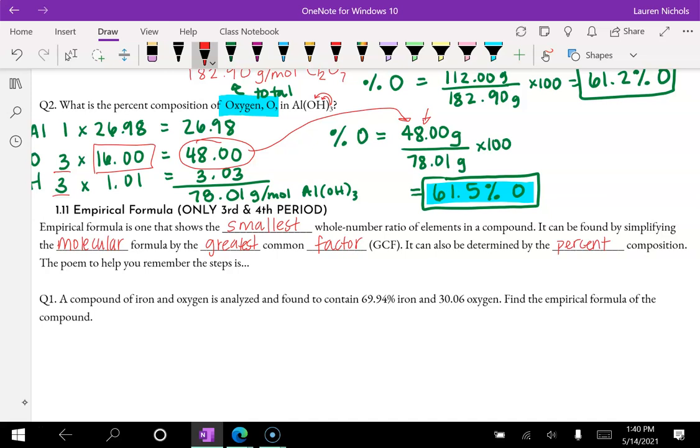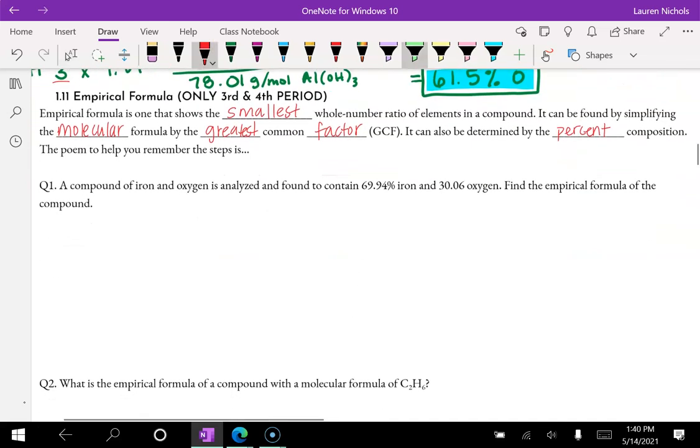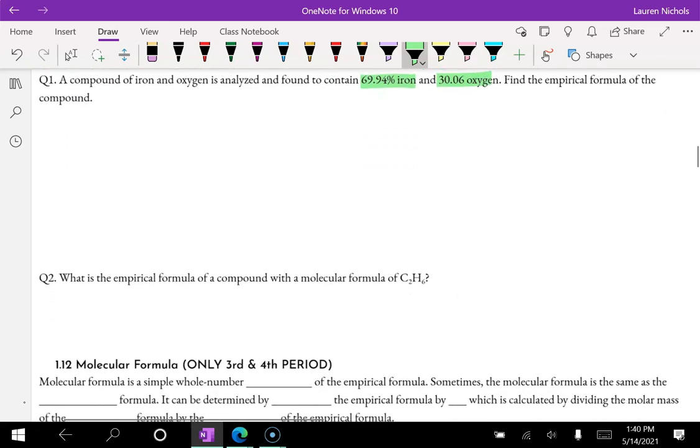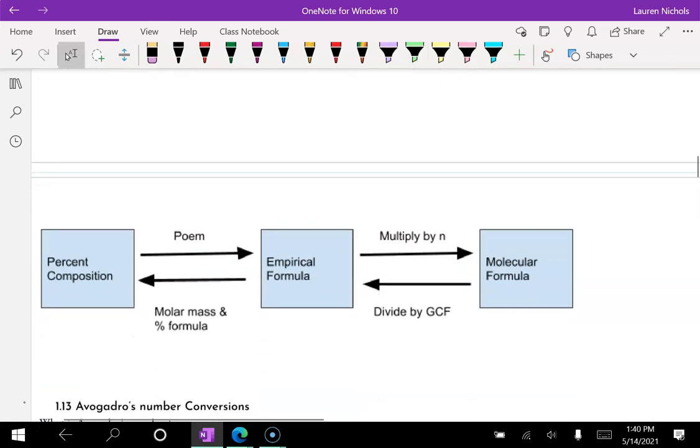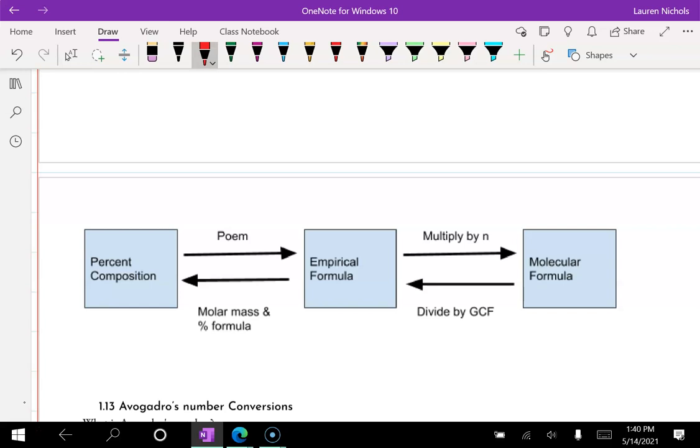I can give you the percentages and you can determine the empirical formula, or you can have the molecular formula and just simplify. So question 1, you can see that they give you the percentages, and so that means we need to look at the poem. At the bottom of your molecular formula, there's this diagram here. If you are starting in percent composition and going to the empirical formula, I give you a hint that in class we learned about a poem that tells you the steps. And that's what we're going to be doing.